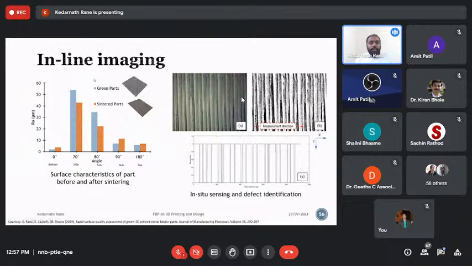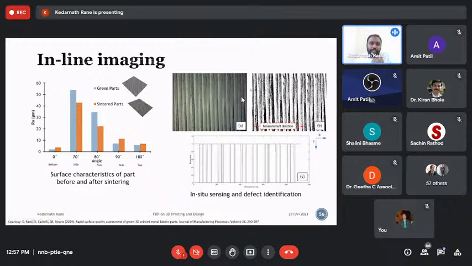The next smart manufacturing approach is that we did inline imaging. While depositing each and every layer, we took pictures, and the pictures are processed on a real-time basis through a MATLAB code running on a computer, which can be used for identification of defects or the periods. I will not go into more depth.